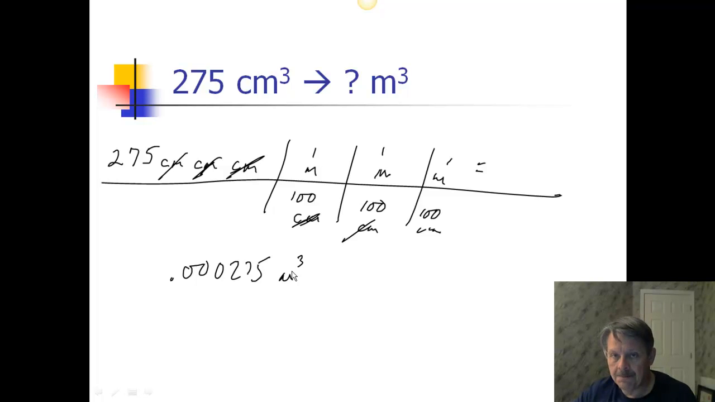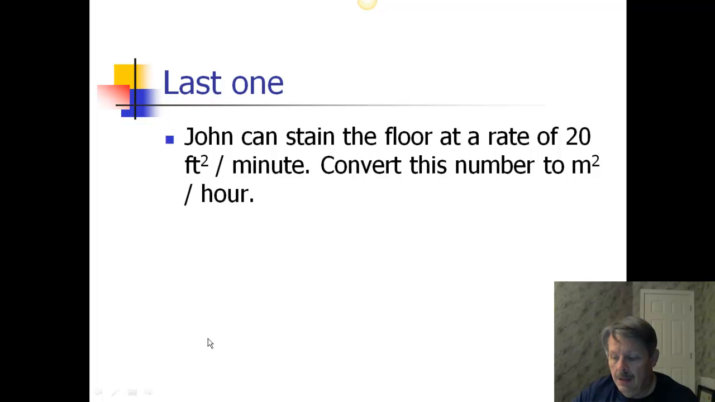Okay. This is the last one. All right, see if you can do it. You can stain the floor at a rate of 20 square feet per minute. And we have to convert this into meters per hour. Pause the video. Go ahead and do it.